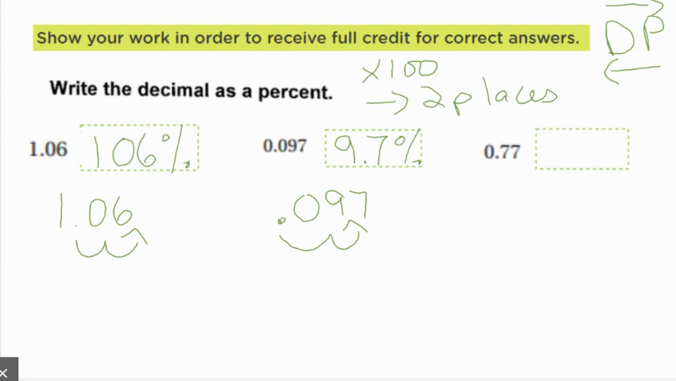Then for 77 hundredths, you are going to move the decimal again 2 places to the right, and it's going to be 77%.